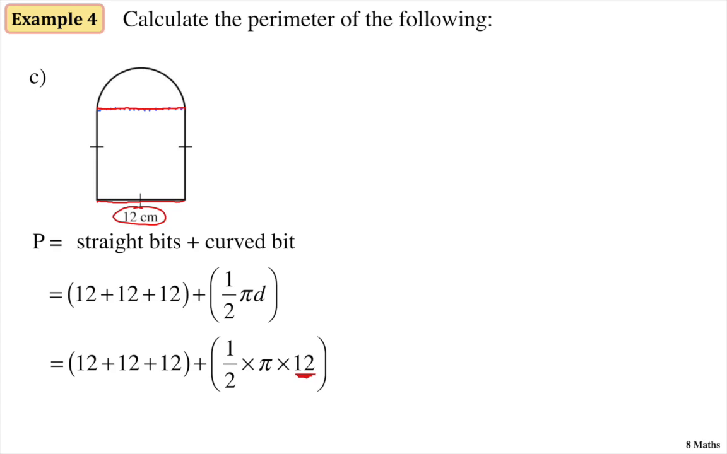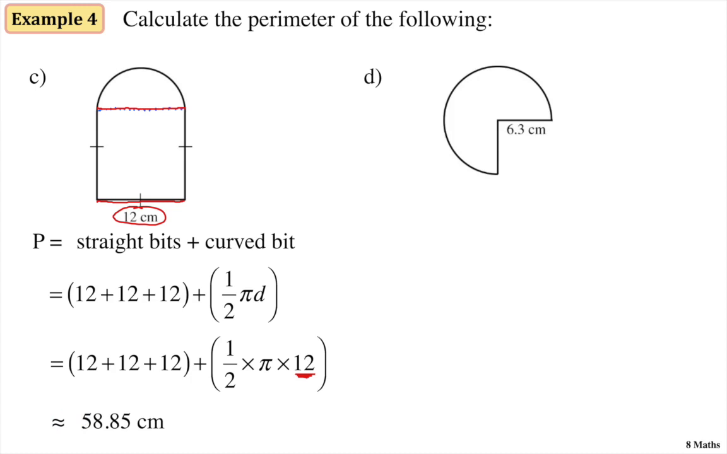So I put that into my calculator. 12 plus 12 plus 12 plus a half times pi times 12, and I get an answer of 58.85 centimetres if I round it to 2 decimal places. Why have I got that symbol there? That's approximately equal to tell you that it's been rounded.